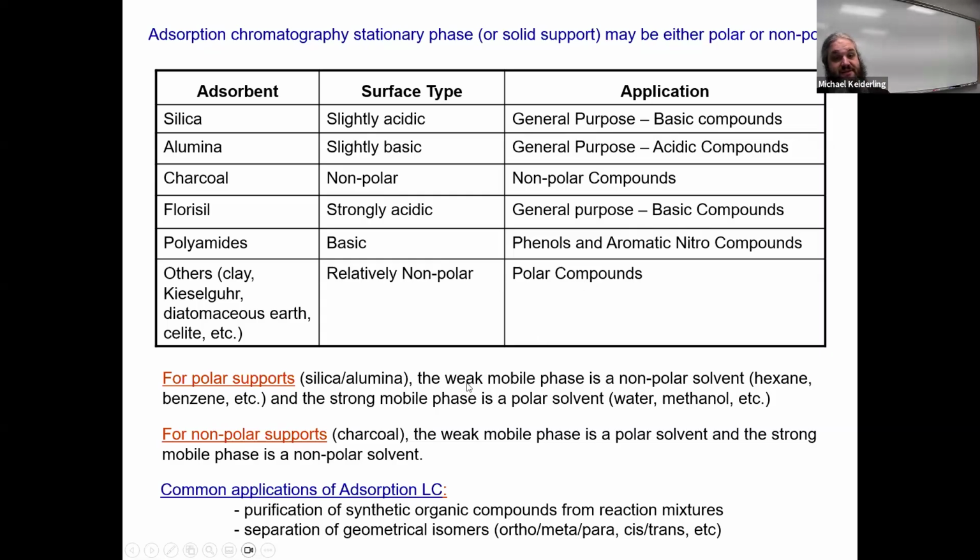For polar supports like silica and alumina, the weak mobile phase is a nonpolar solvent, like hexane and benzene, etc. And the strong mobile phase is a polar solvent, like water or methanol. For nonpolar supports like charcoal, the weak mobile phase is a polar solvent, and the strong mobile phase is a nonpolar solvent. There are some common applications for adsorption liquid chromatography: purification of synthetic organic compounds from reaction mixtures, separation of geometrical isomers like ortho, meta, para, cis, trans, etc.